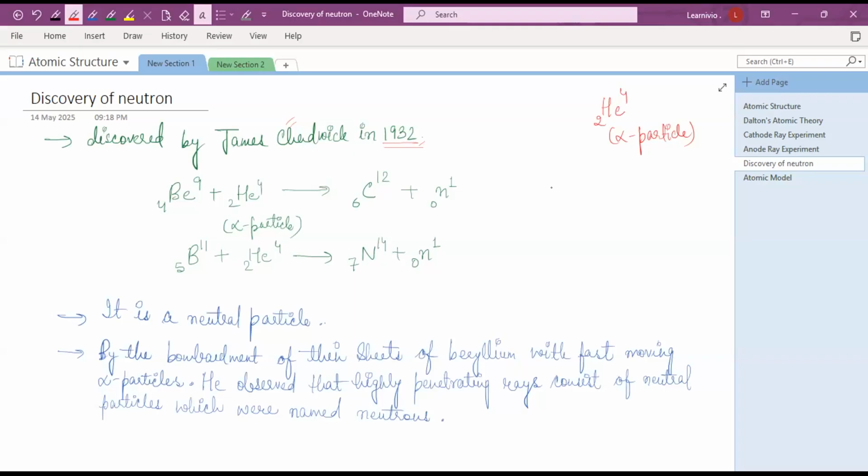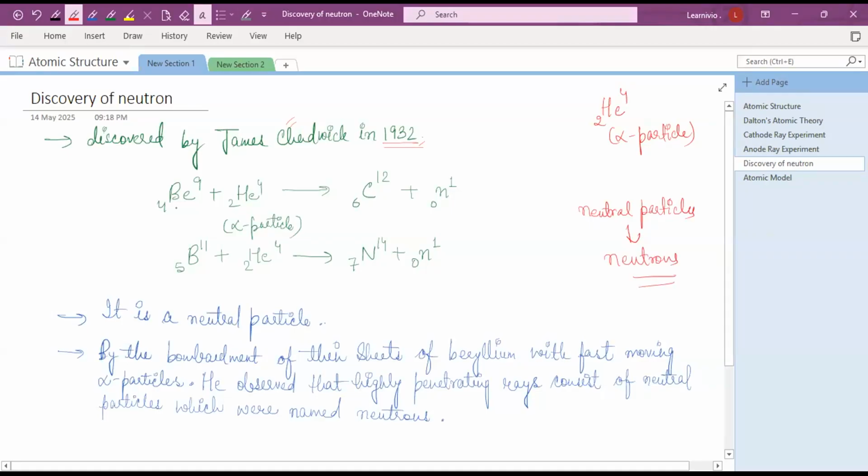So the radiations that were coming out were not affected by magnetic or electric field because they were chargeless. If they had charge, they would be affected by magnetic as well as electric field, right? But these radiations were not affected. So James Chadwick concluded that these radiations consisted of neutral particles, and he named this neutral particle the neutron.